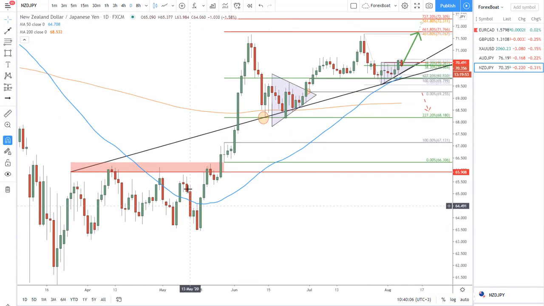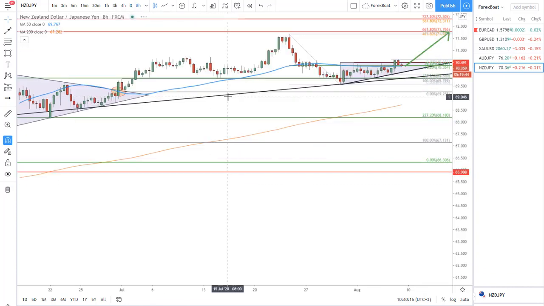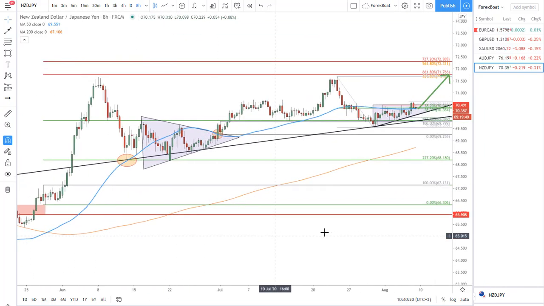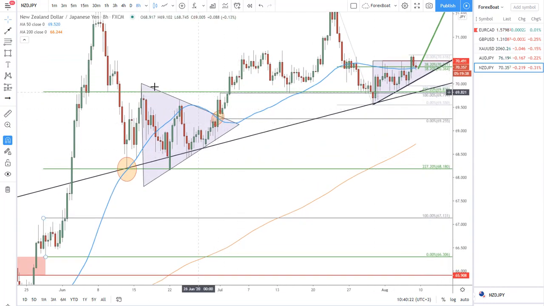I have applied FIBs to this correction after there was a breakout of this massively formed resistance area. You can see it here, this corrective wave. I did the same thing after the breakout of this triangle. I have applied another FIBs to this corrective wave down after price broke above the triangle as well as above the 50 simple moving average.